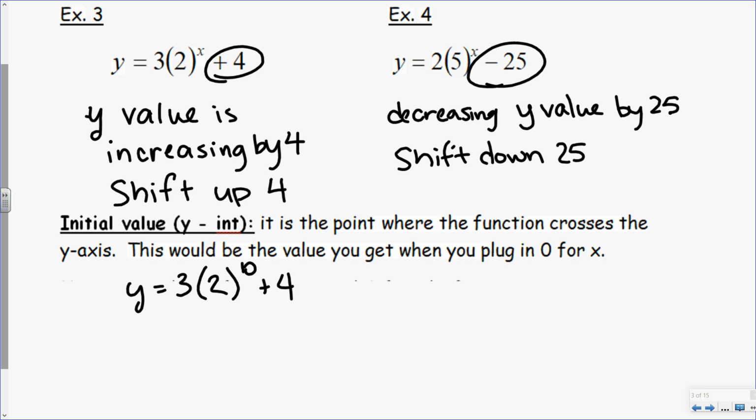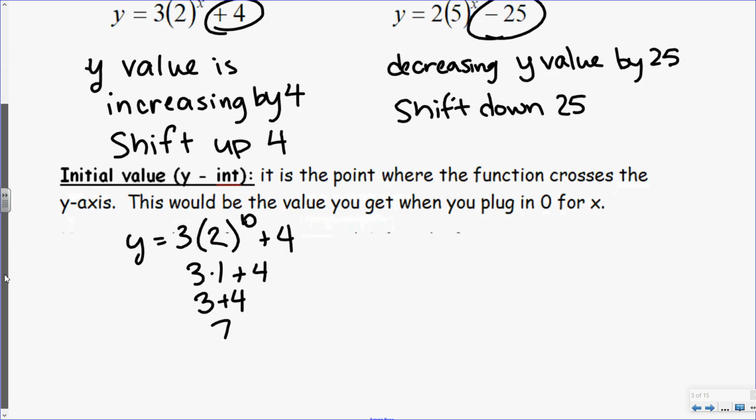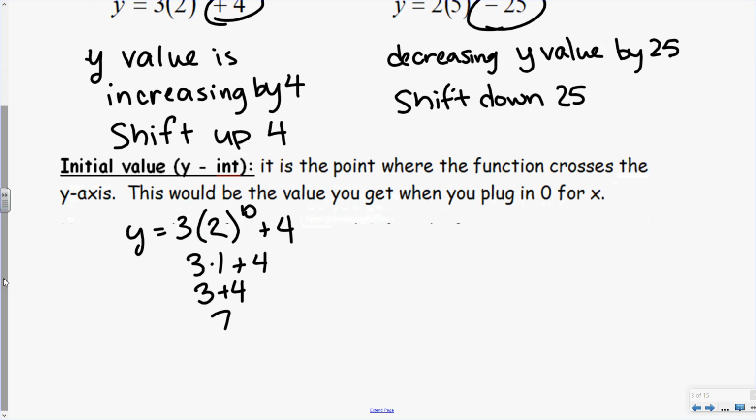because I have y equals 3 times 2 to the 0, plus 4. Remember, anything to the 0 power is 1. So this is 3 times 1 plus 4. So 3 plus 4 gives me 7. So my initial value is going to be at 7, and I'm going to increase from there.